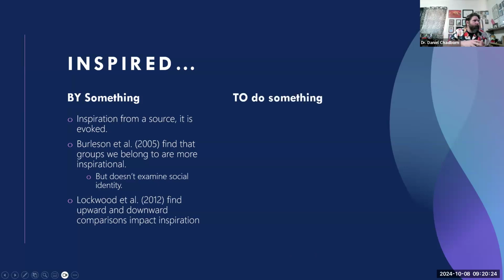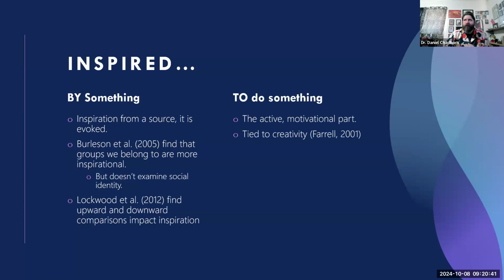And so inspiration is evoked by something. It motivates us to do something. This is the active, motivational part, the approach motivation that Thrash and Elliott describe. And this is tied to things like creativity. They're difficult to study in some cases, but we can typically gauge how people are inspired by things by priming something, making an identity salient, and then seeing how much they feel inspiration.